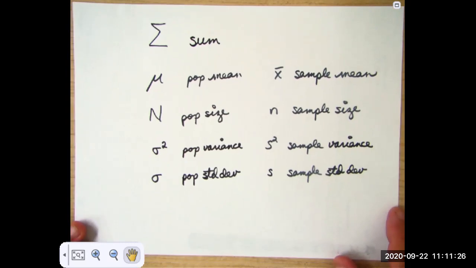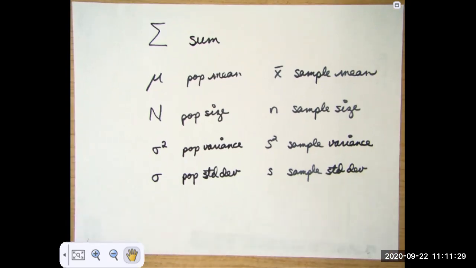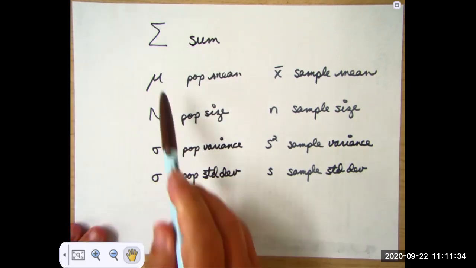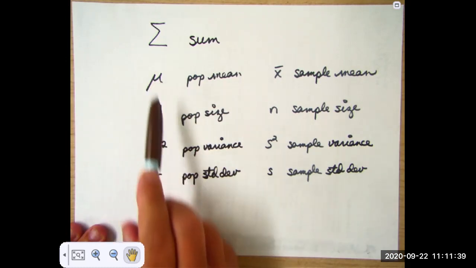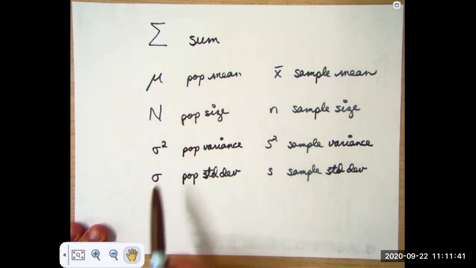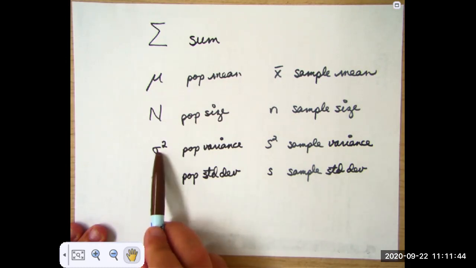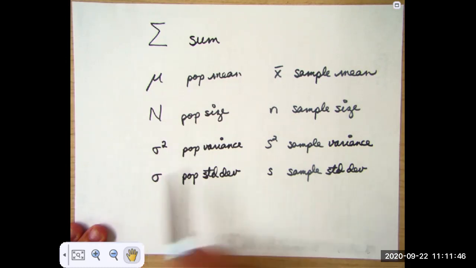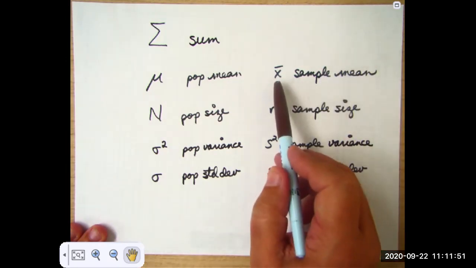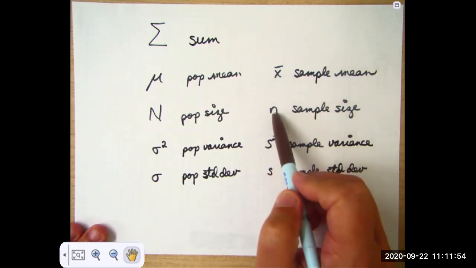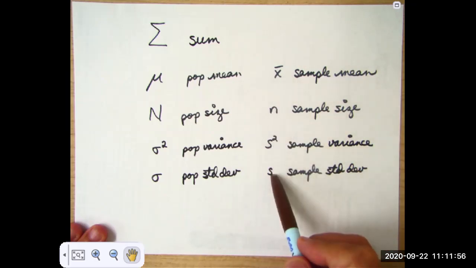Before I do that though, I do want to remind you of all the different symbols that we use. You'll notice again that these population variables are all Greek letters. This is a lowercase mu, an uppercase nu, a lowercase sigma squared, and a lowercase sigma. These sample variables are Roman letters: x bar, lowercase n, lowercase s squared, and lowercase s.